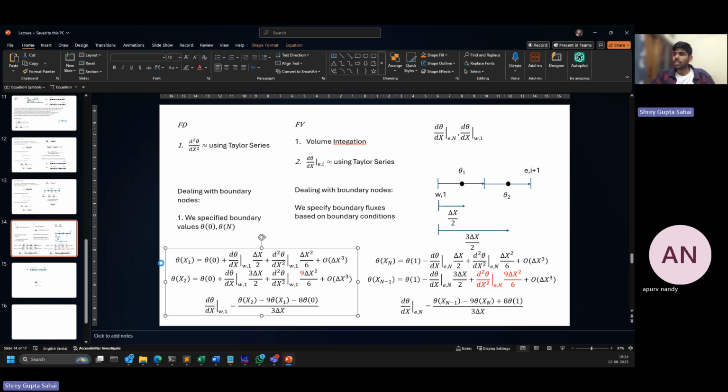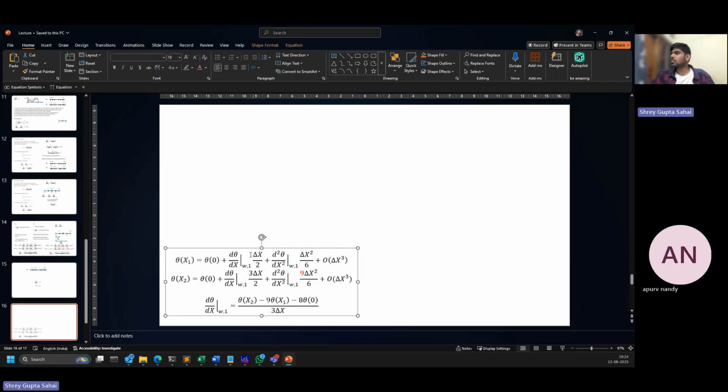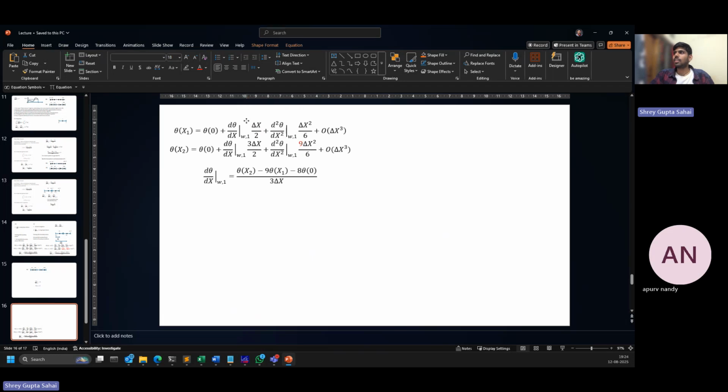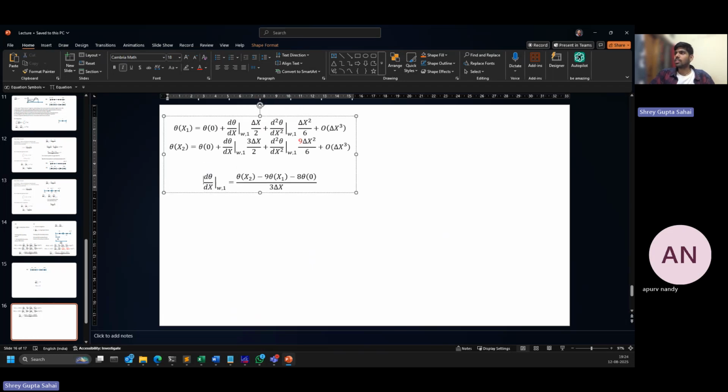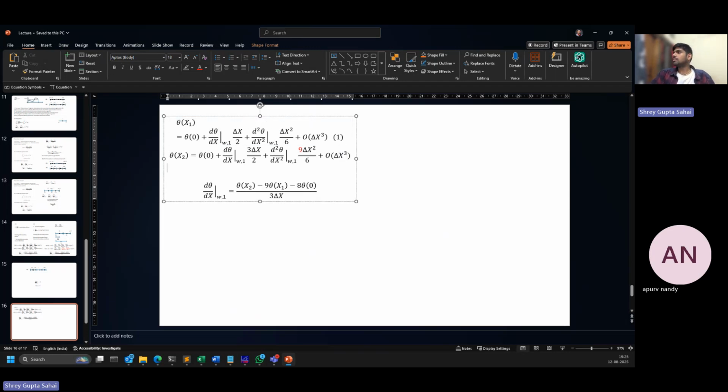So let's do it properly. I'm not doing it properly. That's the issue. So equations are fine. Let's agree on that first. Equations are okay.